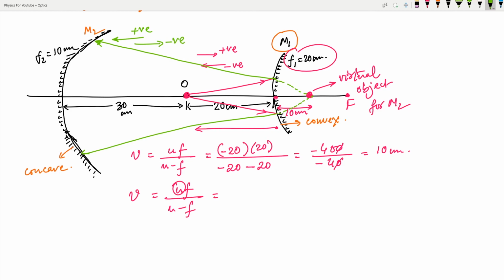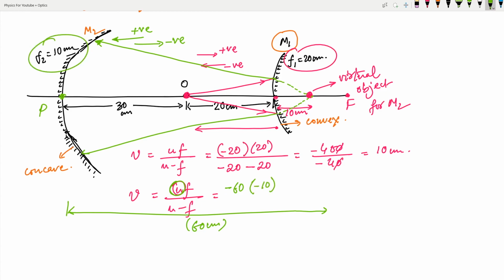Once this is clear, now let's find the value of U. If you analyze, the virtual object is at a distance of 30 plus 20 plus 10, that is 60 centimeter, isn't it? But in the opposite direction, because this is the pole and we need to move in this direction to find the value of U. So it is minus 60. Now F for a concave mirror is always negative, I've explained this, so F will be minus 10 as given here, divided by minus 60, minus of minus 10 will be plus 10, and if we solve this we will get 600 divided by minus 50, and if we cancel out you will get minus 12 centimeter.